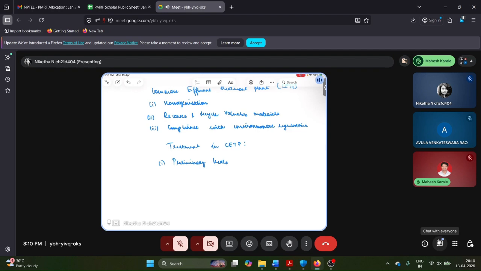Can someone recall what we saw in preliminary treatment? What are the processes that we saw under preliminary treatment?